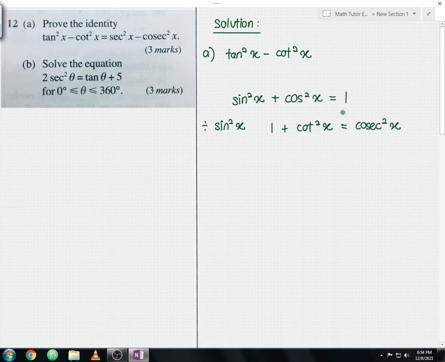So from here we're going to use this first formula, and we're going to come up with the third basic trigonometric identity formula. So how are we going to do that? In our first step, we divided the whole equation by sine square x. Now what we're going to do is divide the whole equation by cos square x. So from here, you get tangent square x plus 1 equals secant square x.